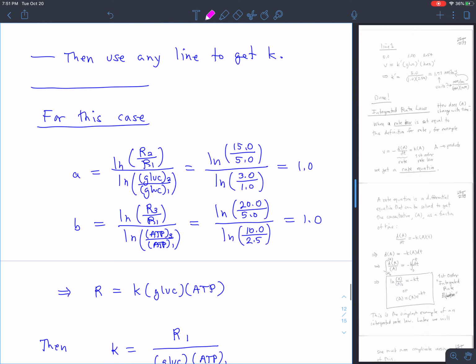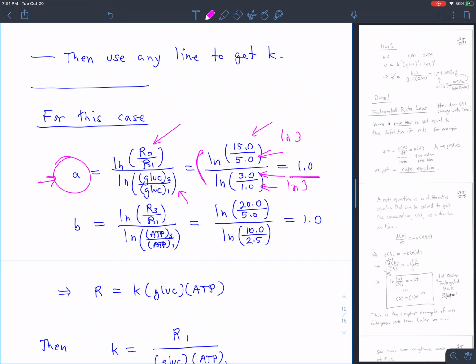So for this particular case, we have A is equal to the log of the rates for row 2 over 1 over the log of the glucose concentrations for 2 and 1. That's 15 over 5 on top, which is log of 3, right? And 3 over 1, which is also log of 3, which means we got the same thing top and bottom, which means we got a 1. So we are indeed getting a power of 1, which we knew already to be right.